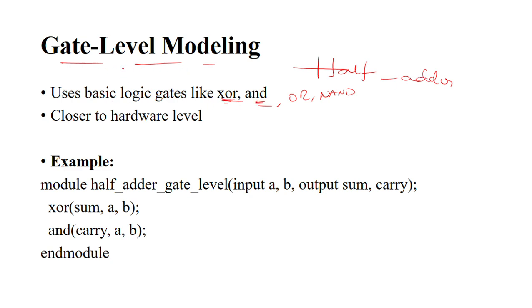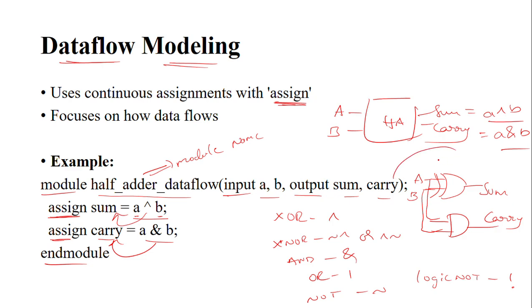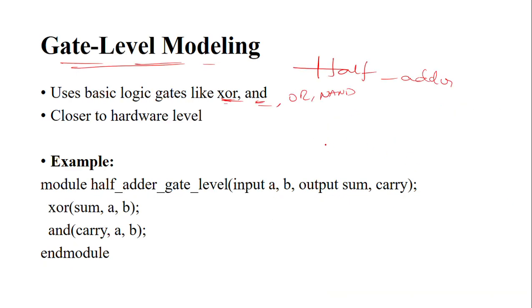So in gate level modeling, the half adder example uses XOR gate and AND gate. That's why I represent them here. So in gate level modeling in half adder we use XOR and AND gates. It is closer to hardware level. Hardware level means it is represented with gates. Gate level modeling is very close, nearer to hardware level. That's why we say closer to hardware level.